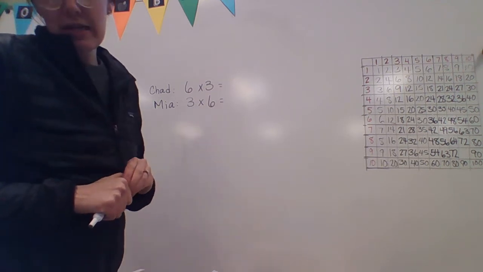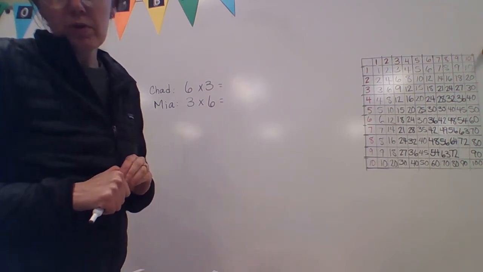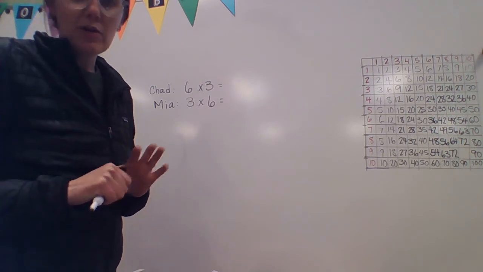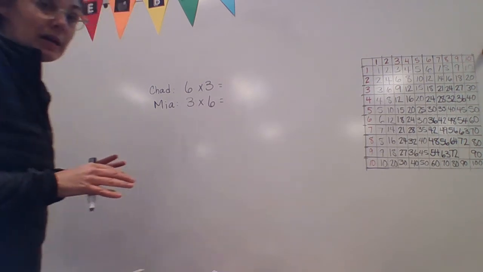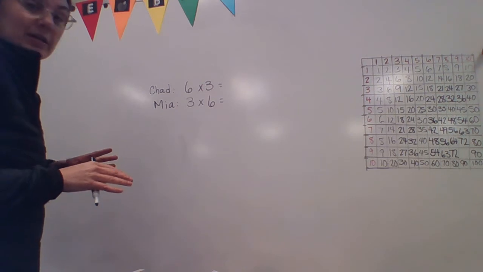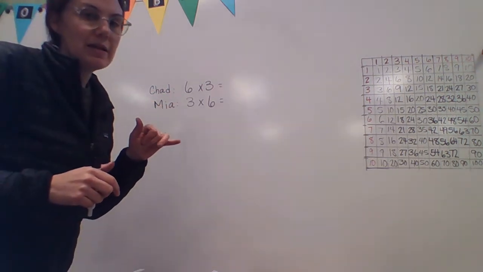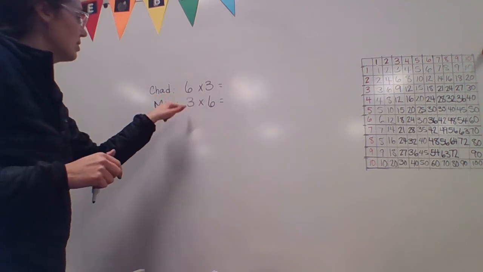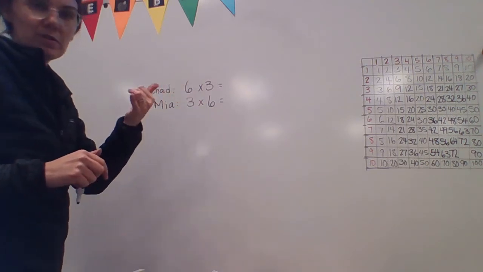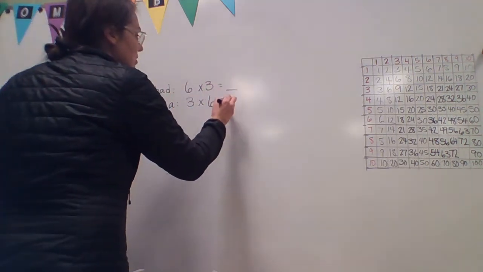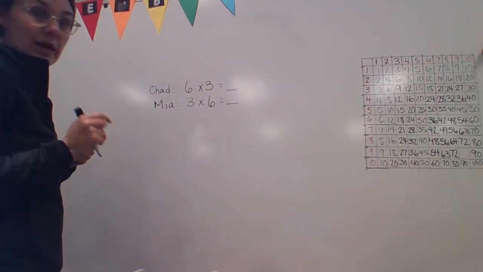Now the question is saying, who reads more books at the library, Chad or Mia? So let's go ahead and draw out a model again and then compare our answers. We already know that we should be getting the same answer, right? Because our numbers are the same. They're just flip-flops. So we know that our answers are going to be the same. But let's just go ahead and visualize it.